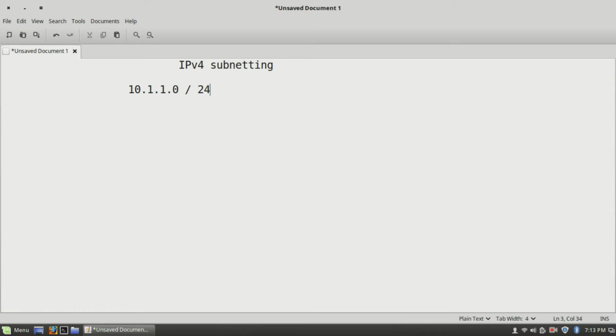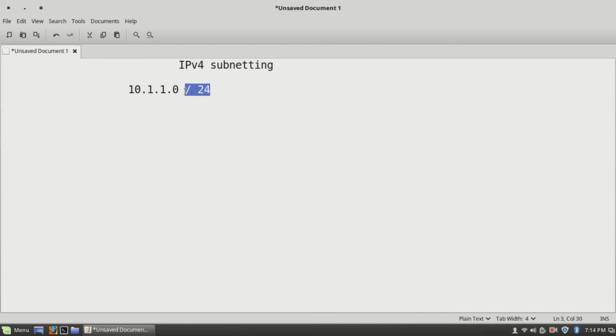10.1.1.0/24. Now, why did I write this this way? We always represent IP addresses in this format, which is known as dotted decimal format. The address space, the size of the address of IPv4, is 32 bits. We divide these 32 bits into 4 octets. Octets are 8 bits, so 8 plus 8 plus 8 plus 8. When we represent it this way, separated by dots, it is called dotted decimal.